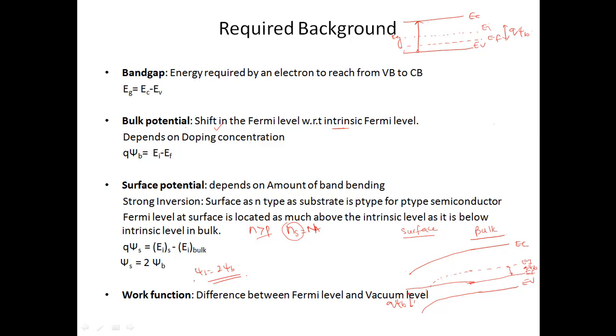Coming to the work function, it gives you the difference between the Fermi level and the vacuum level. Let's consider it for a metal. You have a vacuum level EVAC and the Fermi level EF. So the metal work function would be EVAC minus EF.